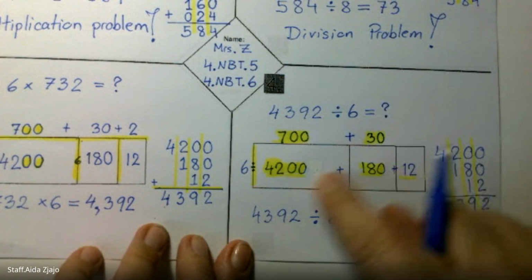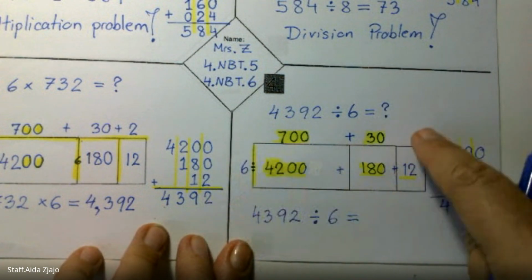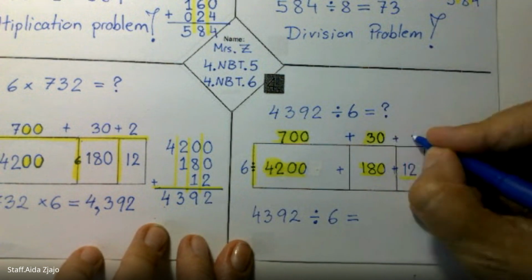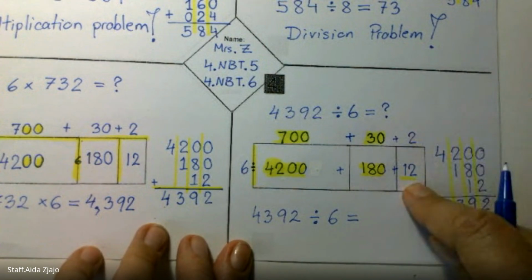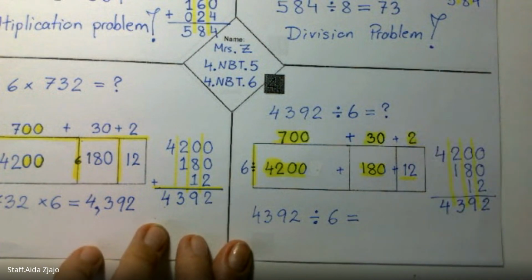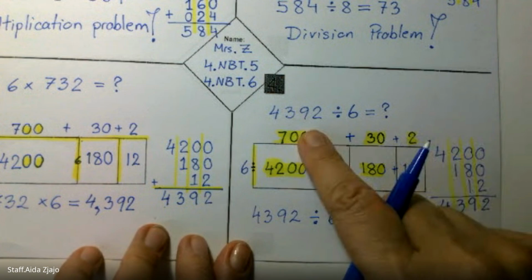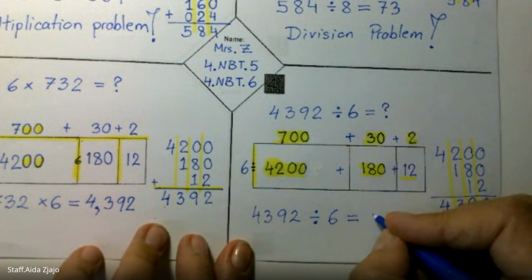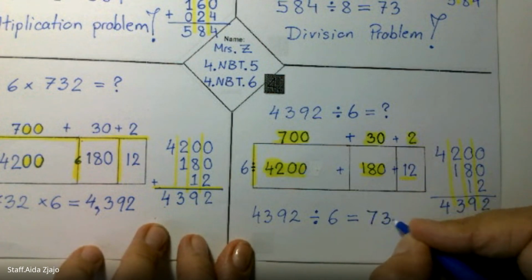And last but not least, 6 times what makes 12? So 6 times 2 equals 12. So here is your solution for the division problem. And this is the quotient. The quotient is 732.